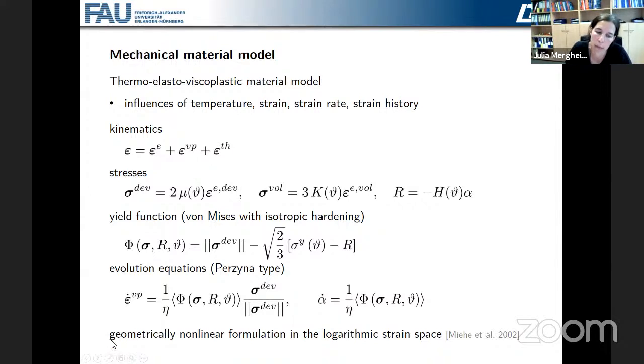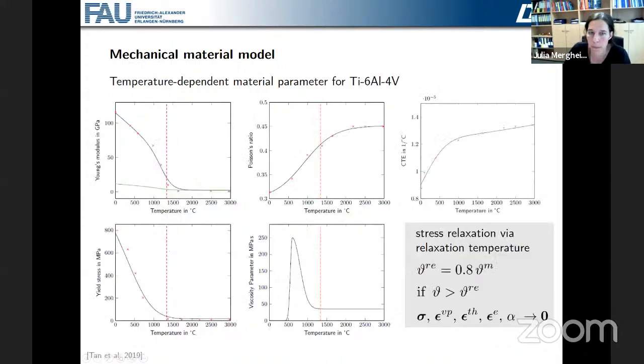So we also implemented this model or the whole framework in a geometrically nonlinear formulation, where we used the logarithmic strain space formulation, which allows us to use the same equations, but instead of the linearized strain here, we introduce the Hencky strain, and then we need some pre-processing to the logarithmic strain space, and afterwards a post-processing of the stresses back to the real world. So we compared that later on with the solution of the small strain model.